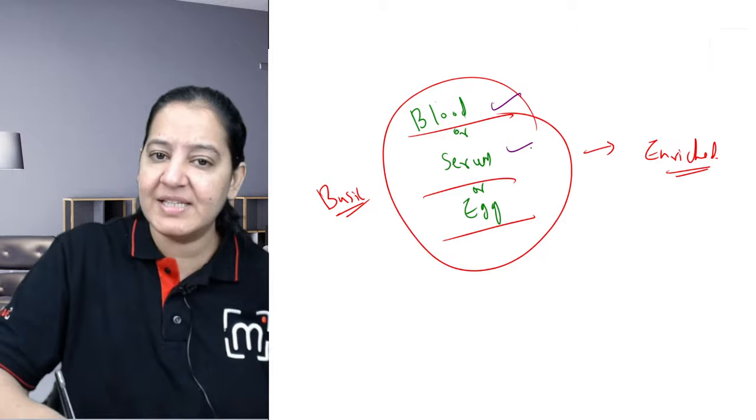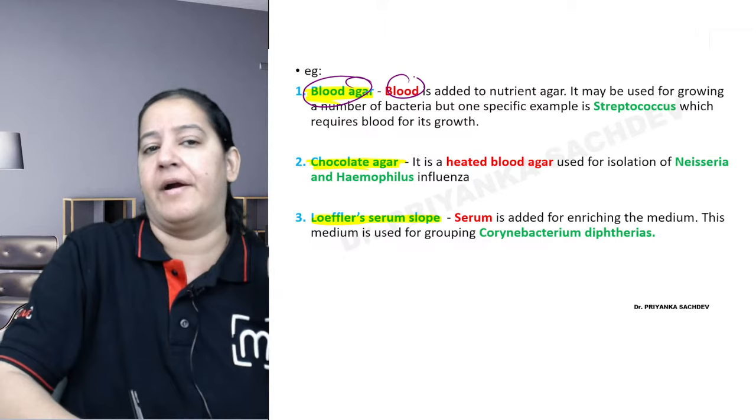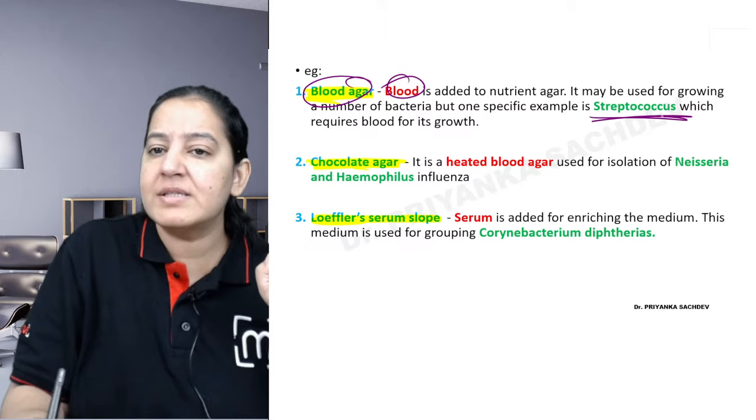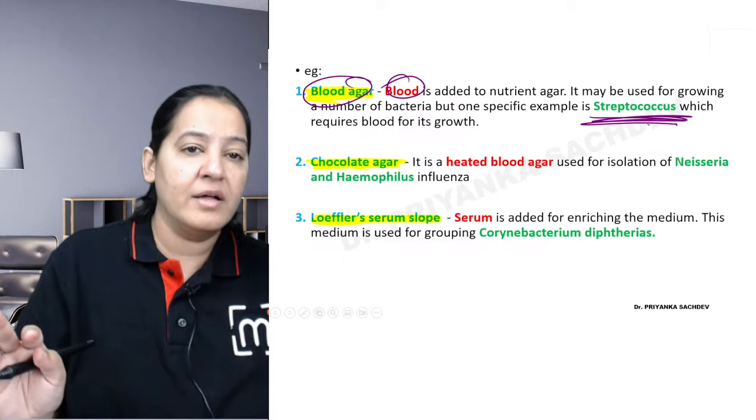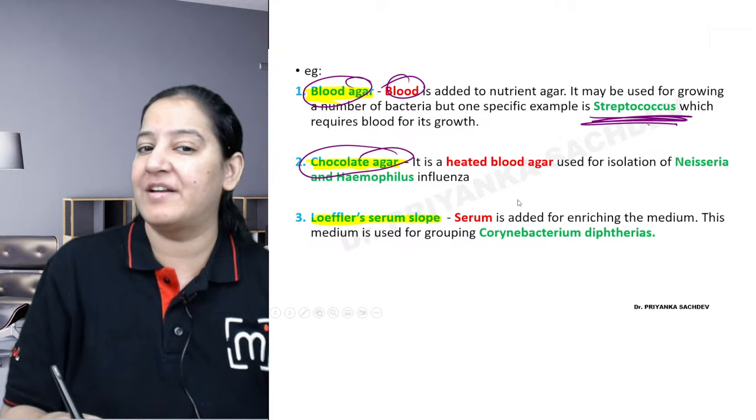So tell me the examples. There are three examples of enriched media. Very easy to understand. Number one, blood agar contains blood. Of course, blood agar contains blood. So that's why it is an enriched media. Streptococcus is the name of the bacteria which requires blood agar for growth. Otherwise, it will not grow. So learn the media, learn what it contains, learn the bacteria. Number two, chocolate agar. Now, chocolate agar doesn't contain chocolate. Of course, chocolate agar is known as chocolate agar because of the color. It is brown in color, looking like chocolate. Can you see?